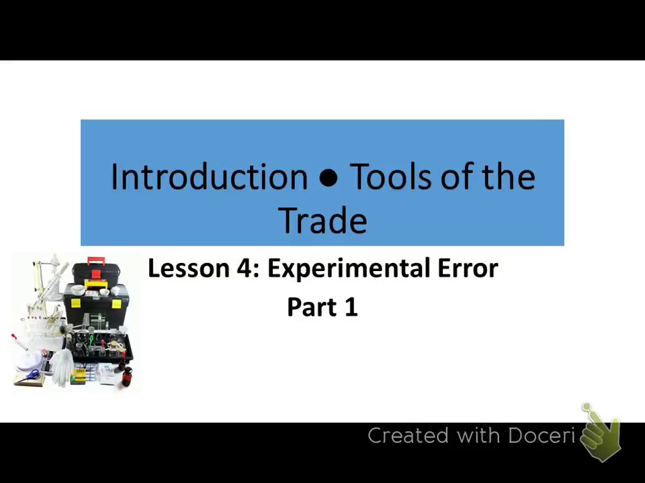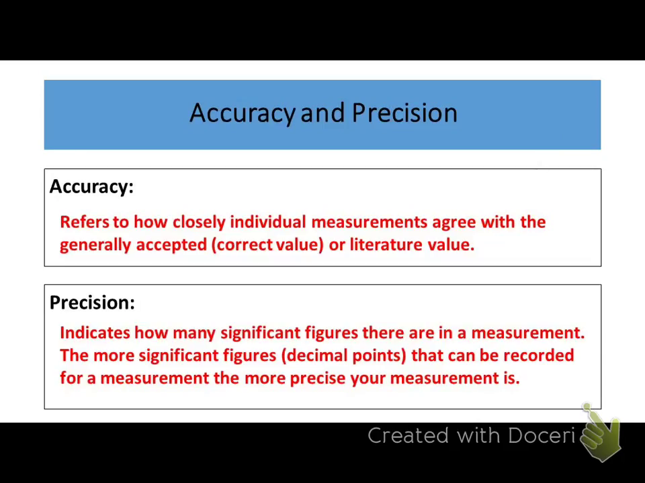Alright, let's go ahead and get started with Lesson 4, Experimental Error, Part 1 of this lesson. We're going to first take a close look at two important vocabulary words, accuracy and precision. In our everyday usage of these two words, we often interchange them and think they mean the same thing, but it is not true.